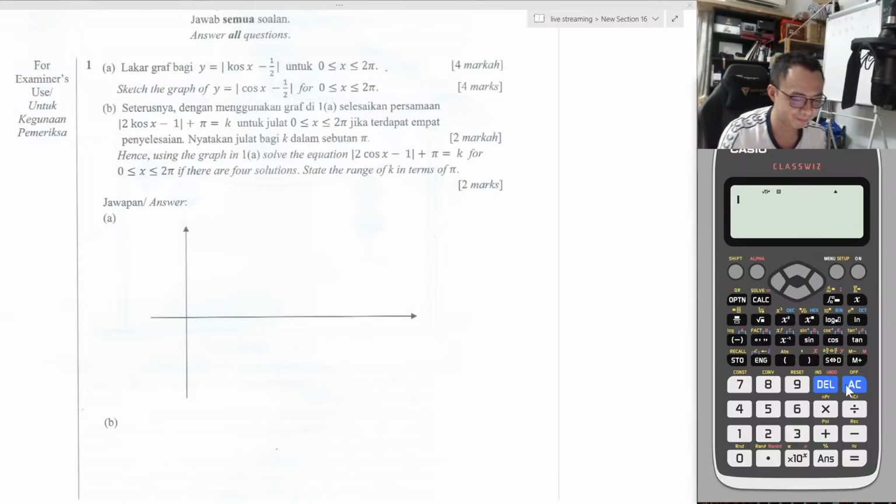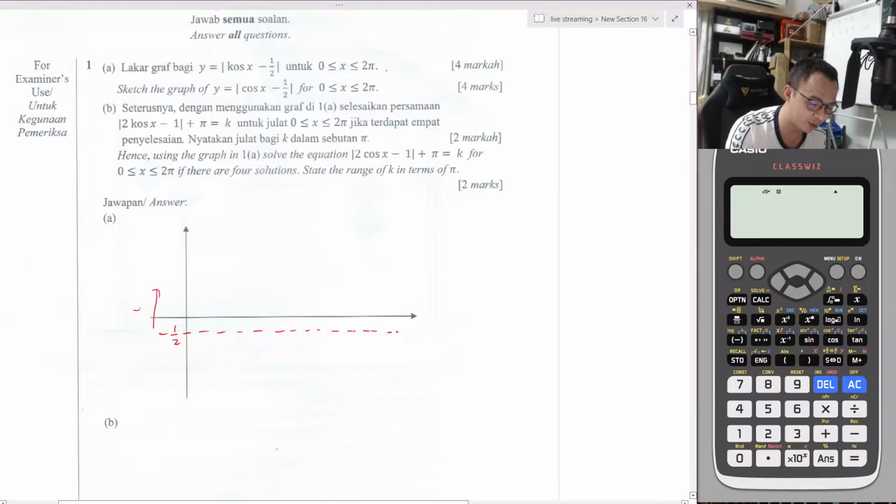Okay, so the first thing is we sketch this first. I will sketch the one without the modulus to give you some idea. Without the modulus, the amplitude is 1, and it is cos x minus 1 over 2. So my middle line is negative 1 over 2 here. Then my graph will go 1 unit up, so here will be plus 1 unit, and here will be minus 1 unit. You should be able to visualize my graph like this.